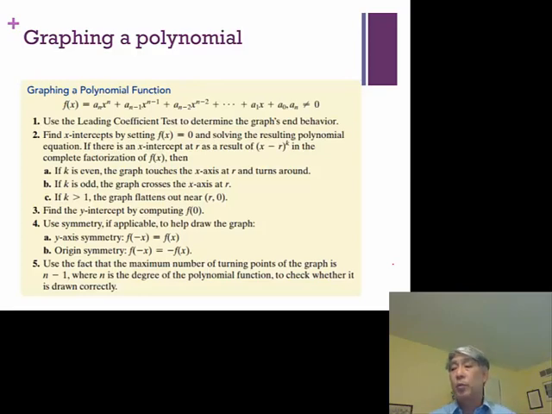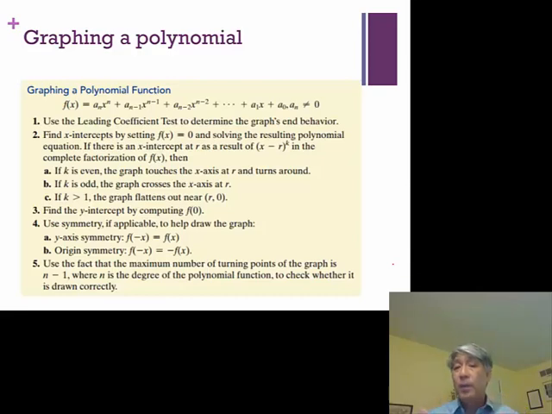Symmetry may also help us to draw a graph, in that if I know one side, it'll be similar to the other side. So remember, even symmetry: if all my exponents are even, x to the second, x to the fourth, x to the sixth, x to the 0, then it's going to be symmetric over the y-axis. If they're all odd, 1, 3, 5, 7, etc., then it's going to be an odd function and it's going to be symmetric over the origin. So flip it over the x-axis and then flip it again over the y-axis. Flip it over the y, then flip it over the x.